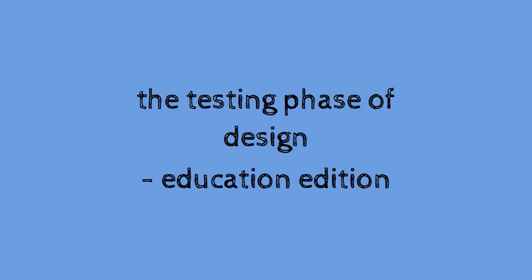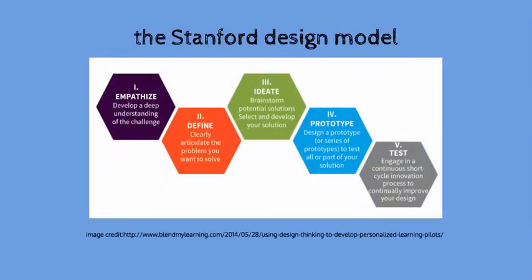In this video, I want to talk about the testing phase of design and especially how it applies to education. So you can see here in this graphic, the Stanford design model is broken into 5 parts. The last phase is the testing phase, and it's where you're going to take your prototypes, test them with your users, and try to get feedback so that you can start to iterate on your prototypes and eventually end up with a polished product.